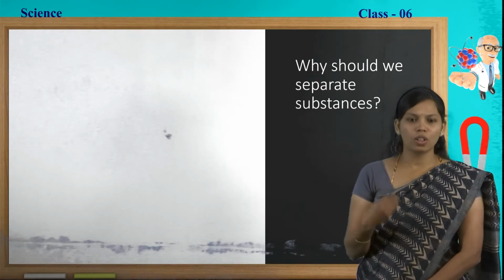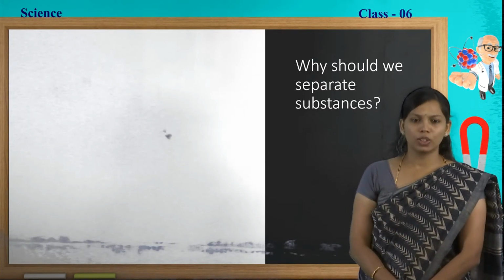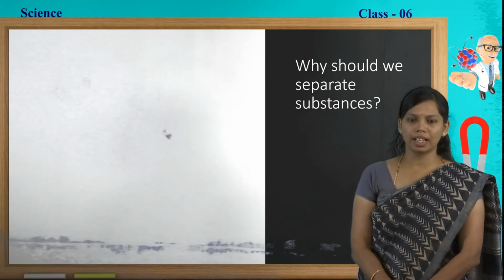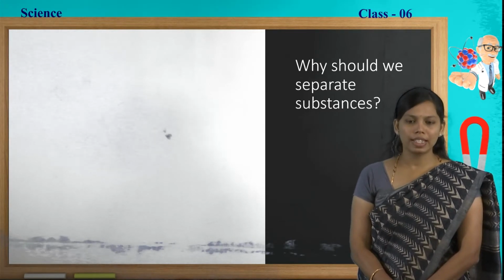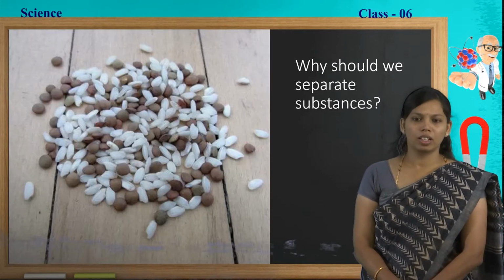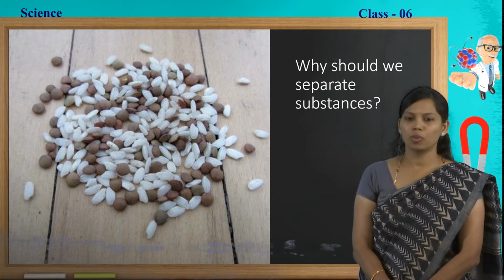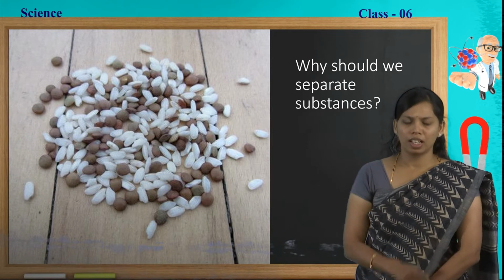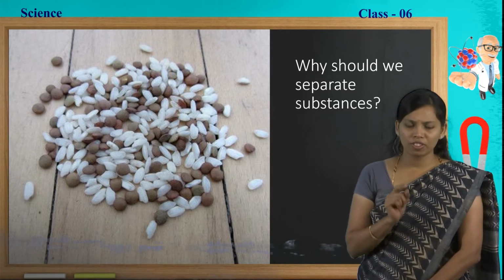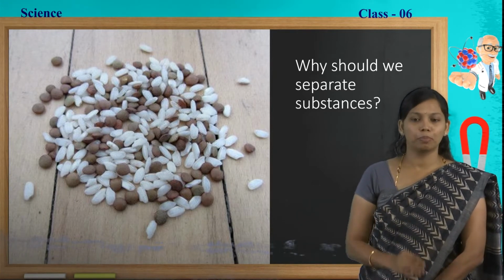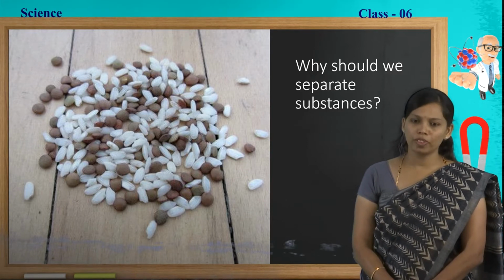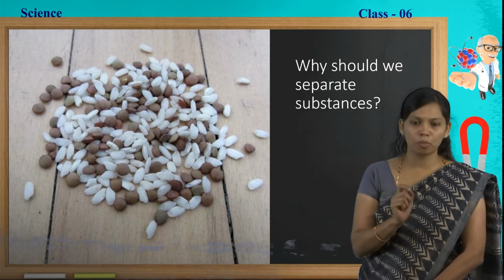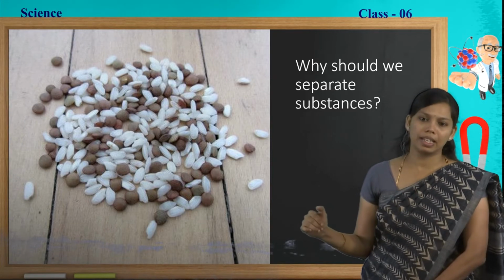We can't eat all the substances or mixtures like that only. First, why should we separate that? For that, we will see some instances. Look at the picture now. What is that? It is a sample of rice. Look at that, it consists of some small pebbles. Before cooking the rice, what should we do? We have to separate the small pebbles from the rice.